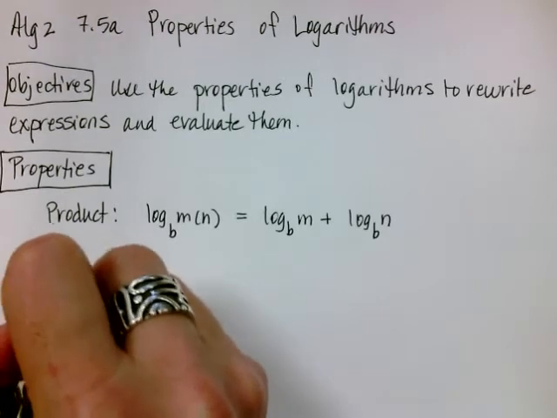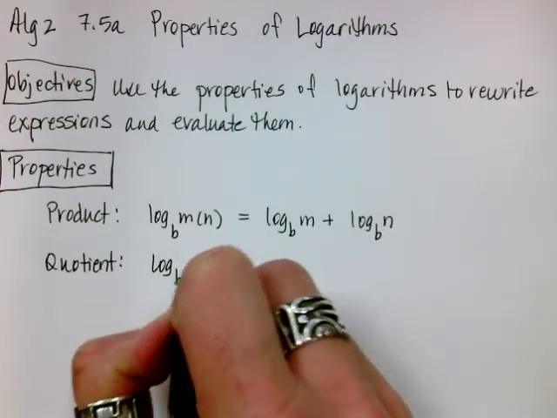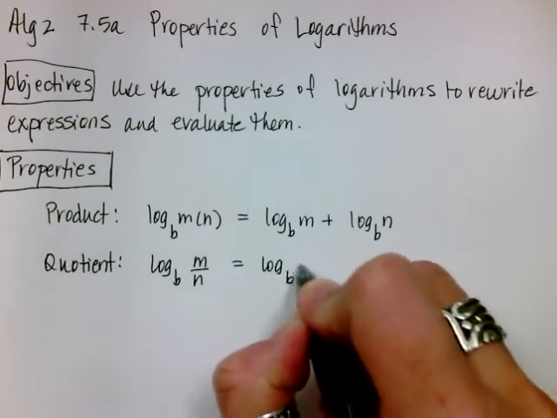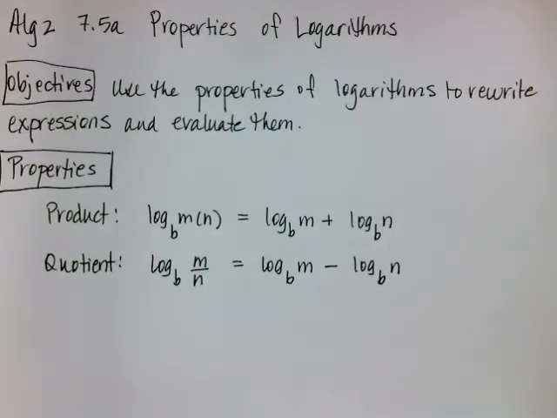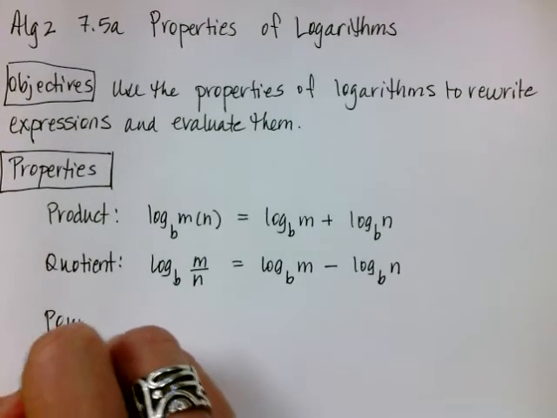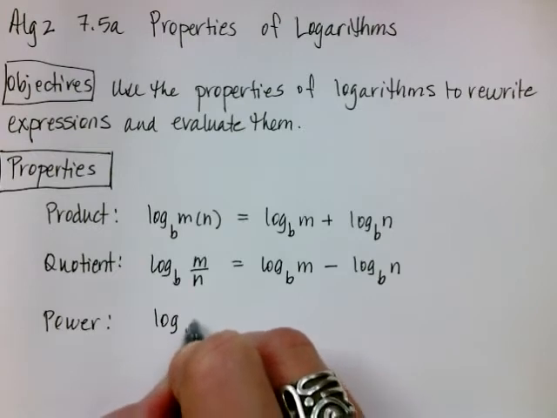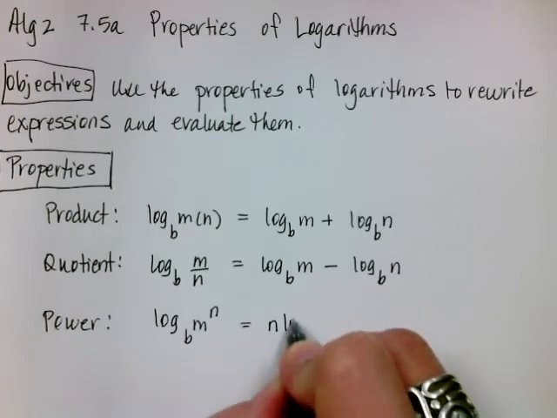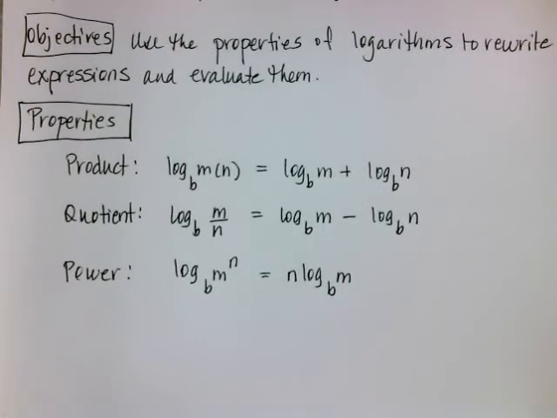My quotient property, which means division, is going to be the log base b of m divided by n, and I can split that up to be the log base b of m minus the log base b of n. Okay? And then our last property is called the power property. So if I have the log base b of m raised to the n, the exponent goes out front, and it's going to be n log base b of m. So we will use these pretty extensively as we rewrite and evaluate our logs, okay?